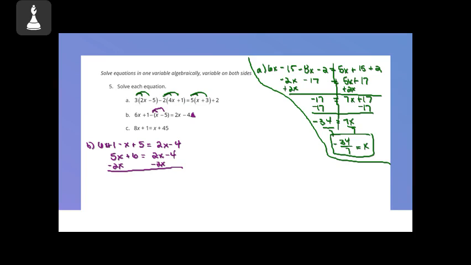To get the x piece by itself, I need to now get rid of the plus 6. So I'm going to subtract 6. So I have 3x equals negative 10. And the last thing I'm going to have to do is divide both sides by 3 to get a final answer of x equals negative 10 thirds.